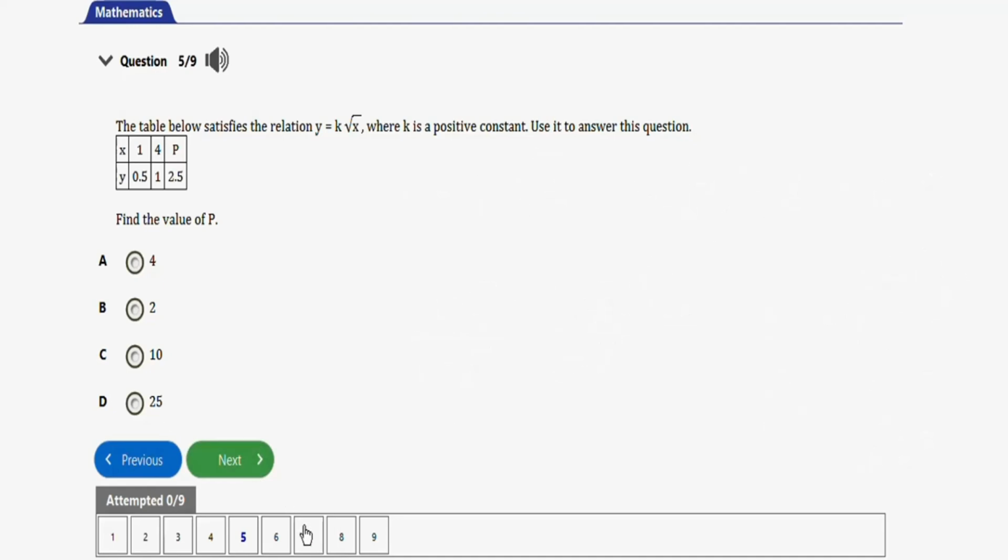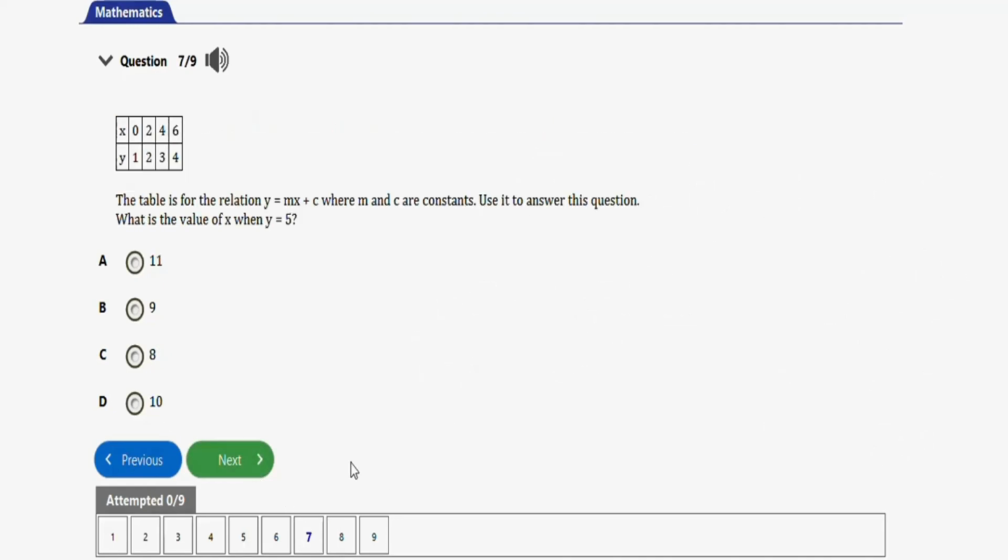So the next question will be this one. It says the table is for the relation y equals mx plus c, where m and c are constants. Use it to answer this question. What's the value of x when y equals 5? So this should be simple as well, guys. So we are looking for the value of x when y equals 5. You know that this is similar to the question we solved. I think that was question 3 or 4 about there.